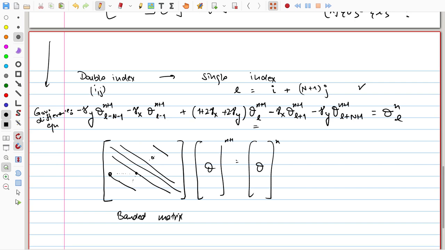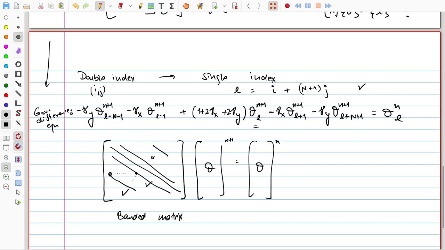And the greater the value of n, because the difference between the bands is n plus 1, that is, the larger the number of points you have in the x direction, the greater the jump between the bands, and the more inefficient the Gaussian elimination method becomes. So it doesn't work as effectively in 2 dimensions. In 1D you got a tridiagonal matrix, but in 2D you do not get a tridiagonal matrix. You get a matrix which is pentadiagonal, but actually it's a banded matrix.